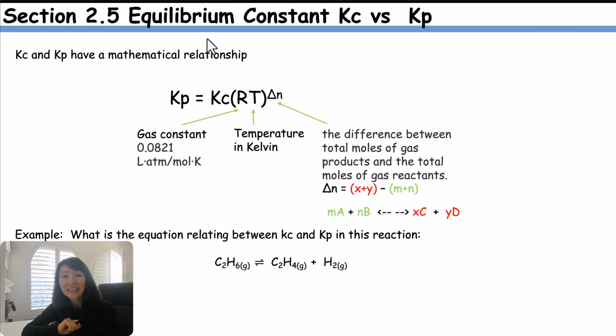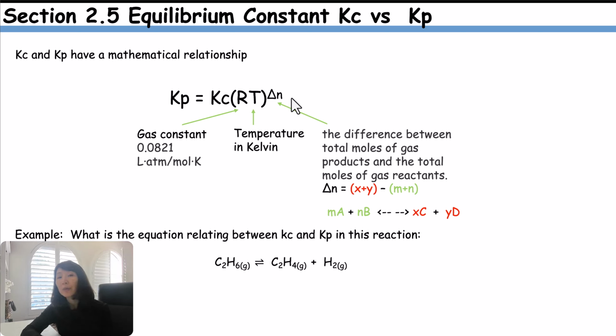Now, Kc and Kp have a mathematical relationship. The equation shown below is that mathematical relationship. Kp is equal to Kc times (RT) raised to the change in n. Let's talk about what each of these individual representations means. R is the gas constant. It's shown as 0.0821 liter atm over mole K. And T refers to the temperature, but in Kelvin, and you have this delta n.